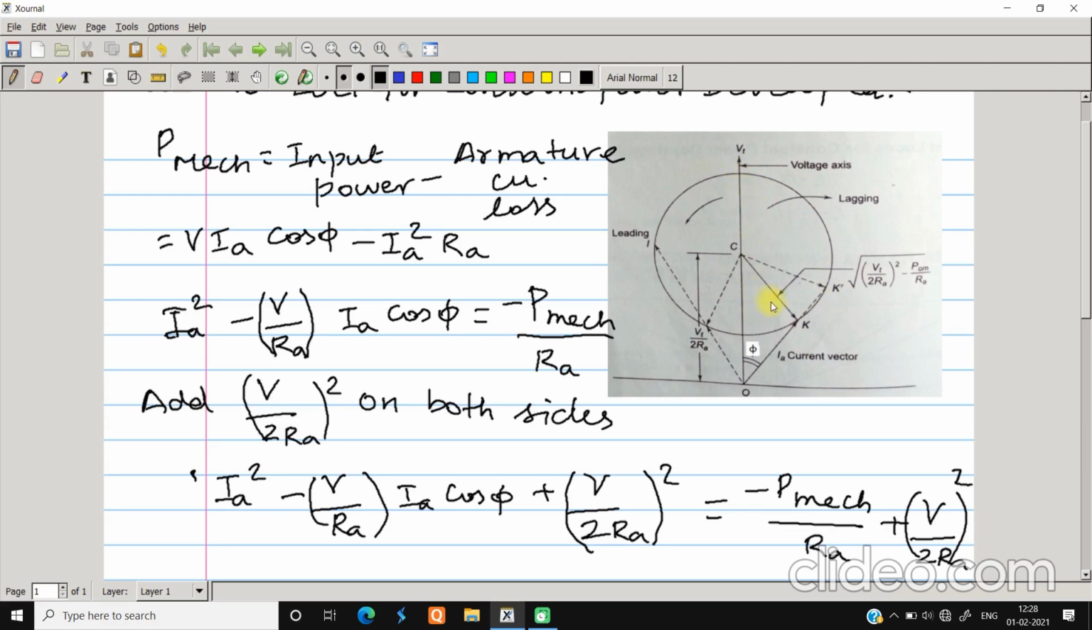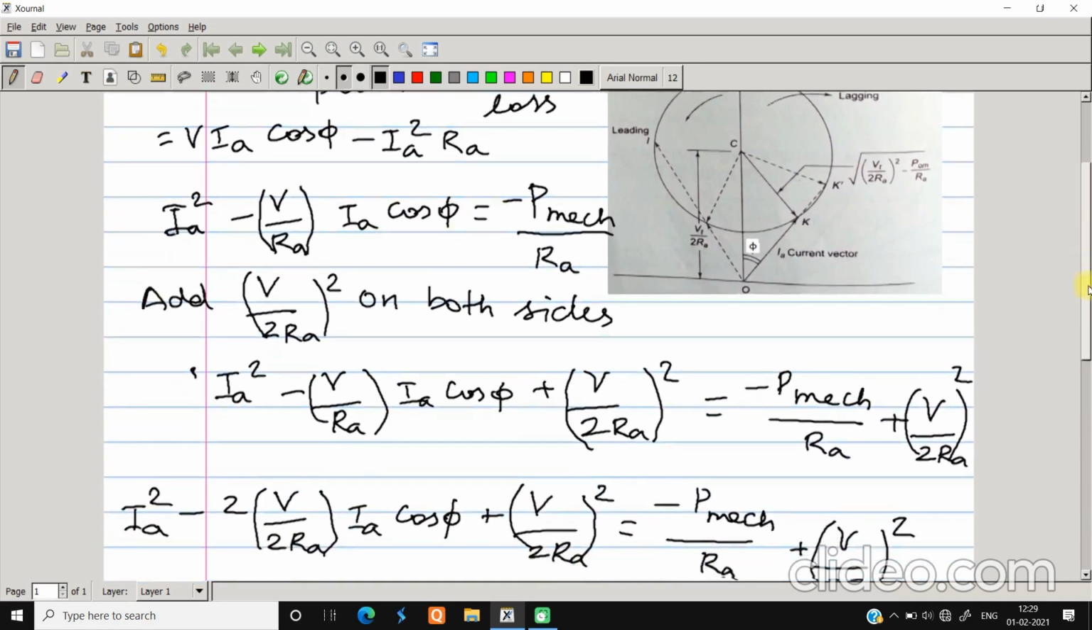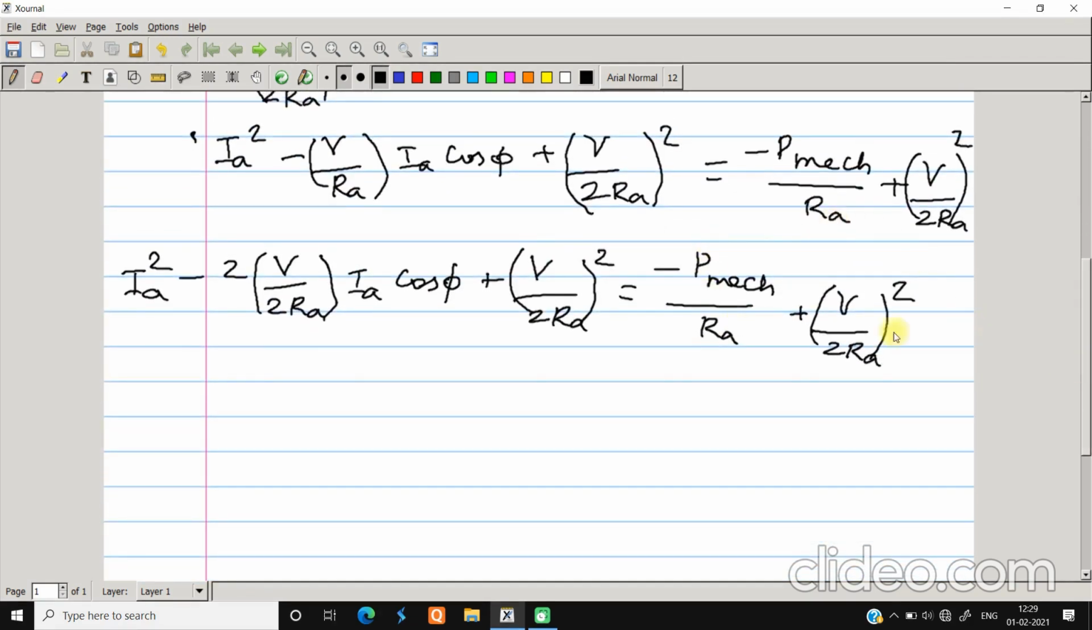So the maximum mechanical power can be found out because when this particular vector is in phase with this Vt, then the term (Vt divided by 2Ra) the whole square minus P mechanical divided by Ra will be converted into 0. So the mechanical power developed will be found out by making this particular term 0.